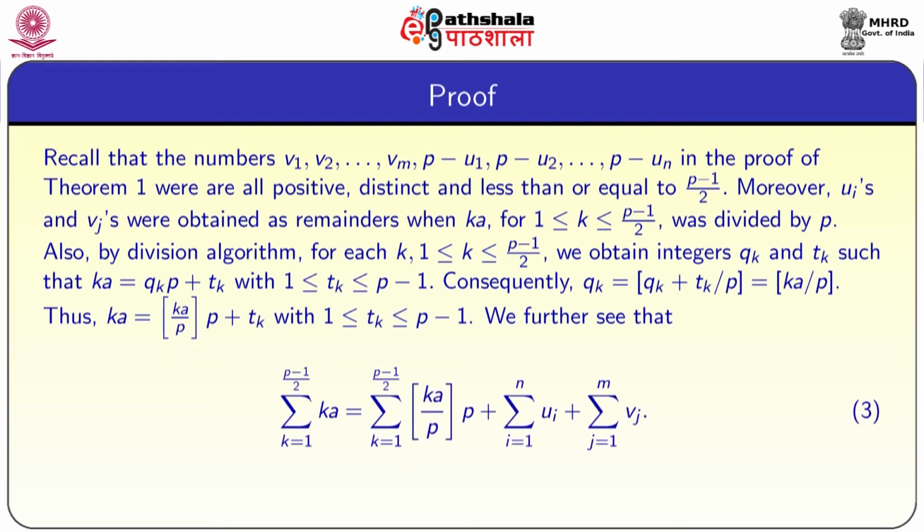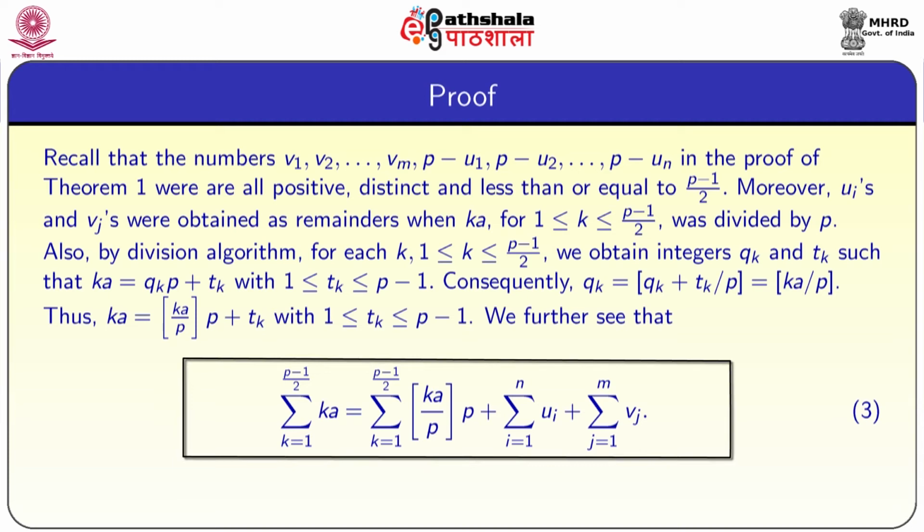summation k is equal to 1 to p minus 1 by 2 of ka, which total sum is equal to summation k is equal to 1 to p minus 1 by 2 of floor of ka by p into p plus tk, but tk are the set of all remainders when we divide all the numbers by p. So, these are nothing but u1, u2 and so on un and v1, v2 and so on vm. So, summation tk is nothing but summation i is equal to 1 to n of ui plus summation j is equal to 1 to m of vj.